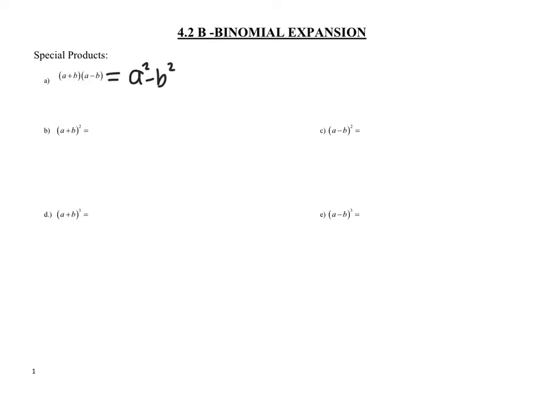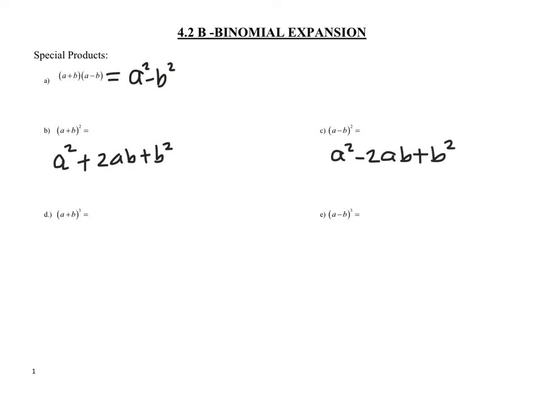This one, when we multiply this together, we get a squared plus 2ab plus b squared. So this one here, we get a squared minus 2ab plus b squared.